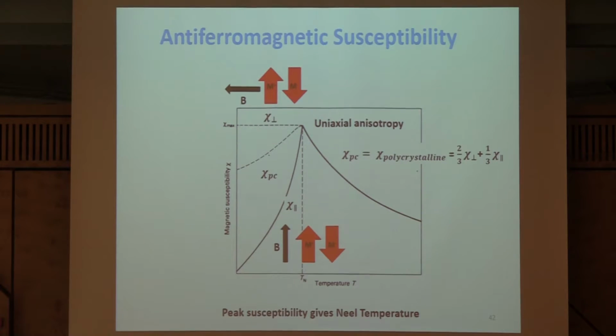If you've got a polycrystalline sample, and all the early ones were polycrystalline, you can't really see this, okay? You really need a single crystal to see the effect. If you've got a polycrystalline sample, then it does something in between.